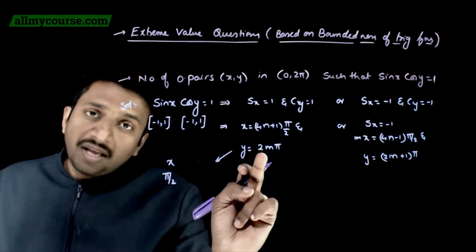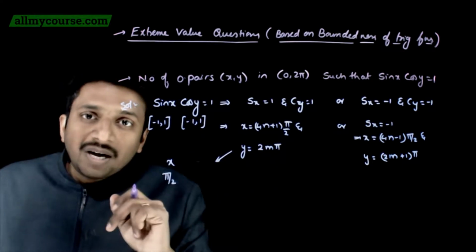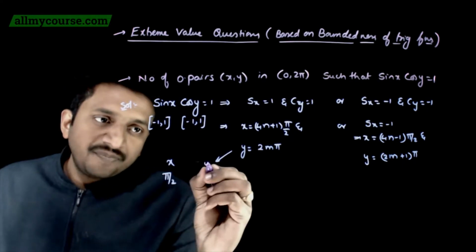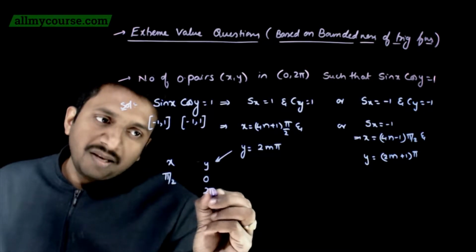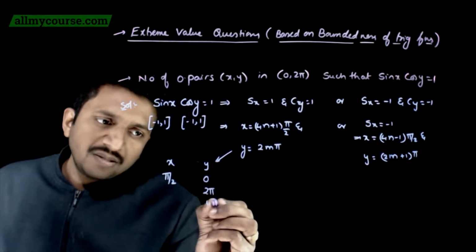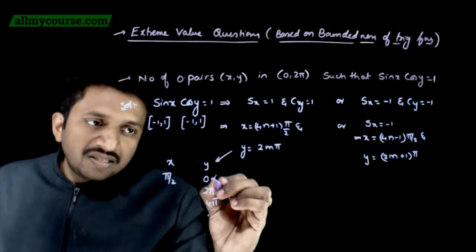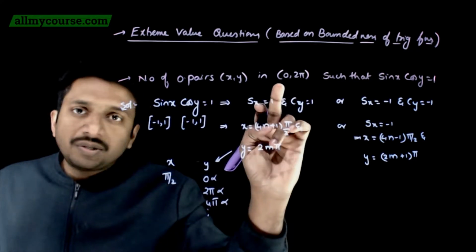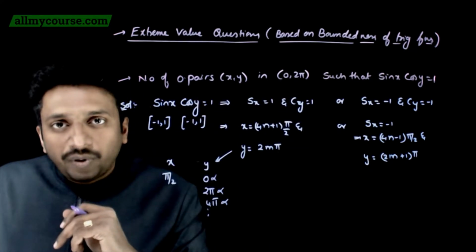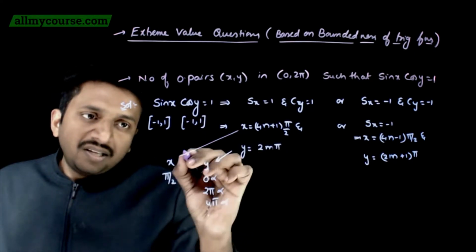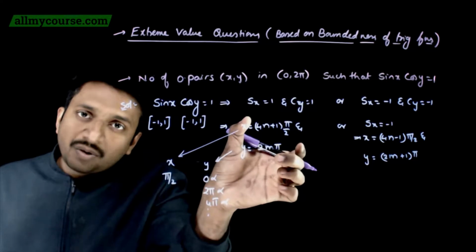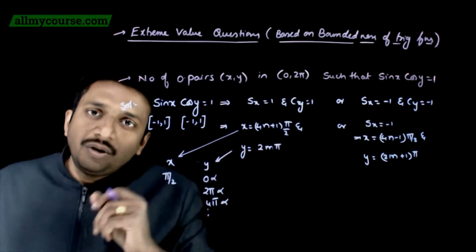And y is equal to 2m pi, even multiples of pi. So you get the first solution as 0, next solution is 2 pi, next solution is 4 pi, so on. But none of these are valid because I want solutions only in open 0 to 2 pi. So I don't want 0 or 2 pi. So effectively, this part of the solution does not give you any solution.